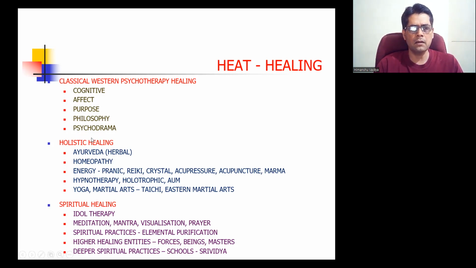And then we have the second voluminous category of holistic healing. We have the approach of Ayurveda using herbal elements as well as some cognitive exercises in Ayurveda, which try to increase the sattva, reduce the rajas and tamas, which are very allied to CBT in some ways. So there is an Ayurvedic approach to mental health. There is a homeopathy approach. There is an energy approach which involves pranic healing, Reiki, crystal healing, acupressure, acupuncture, Burma therapy.